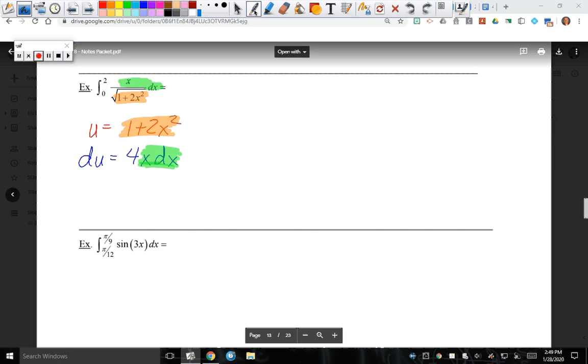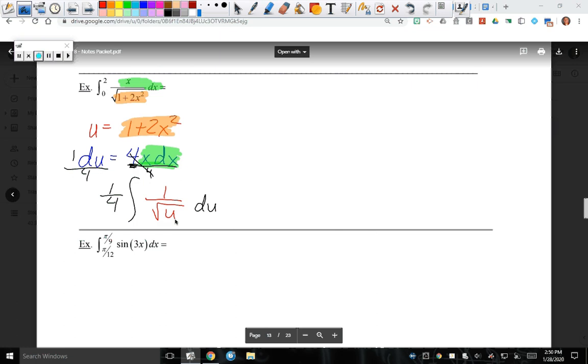The only thing with my rewrite that I have to remember is what? 1/4, because of this 4 that was extra. And if you don't see it that way, guys, divide both sides by 4, and now you see the 1/4 du is going to be in your rewrite. On the rewrite, you want negative powers, so I would want you to write it as 1 over the root of u. You with me?